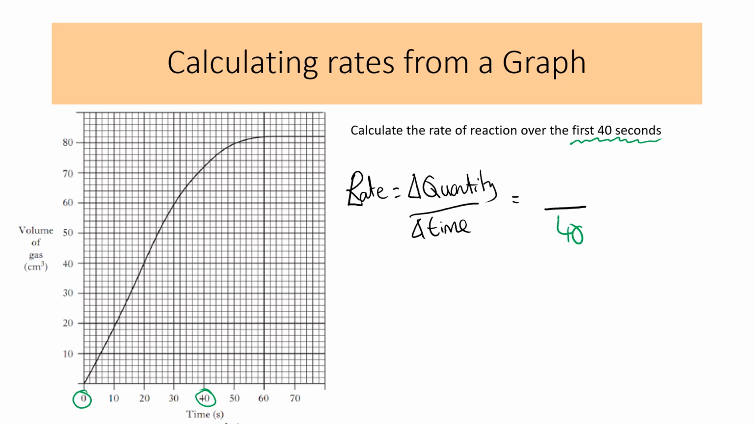Now our quantity, well, at 0 minutes, our volume of gas was 0. For our quantity, we need to go up here and then across. Now when we look across, we can see that from 70 to 80, there's 5 small boxes, which means we're going up in 2s. We are 1 box up, so that's 72. So it's going to be 72 divided by 40. I can't do that in my head, so I am definitely using a calculator. 72 divided by 40 is 1.8.